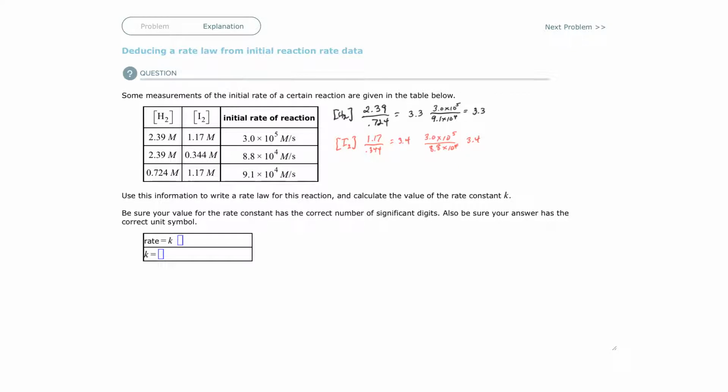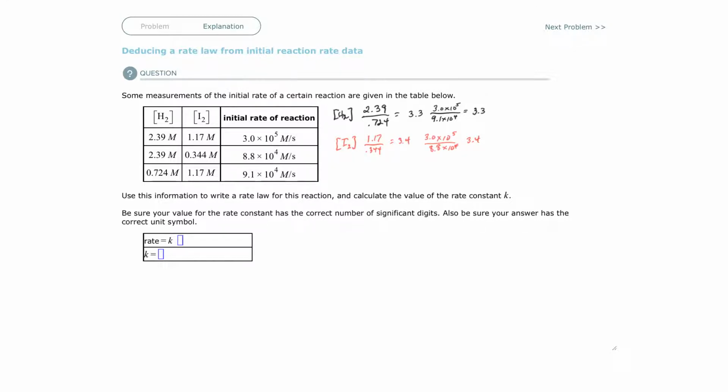Okay, so let's look at what I've done in black. In black, I've got the concentration 2.39. You can see that that's the concentration of the first hydrogen, and then in the third test, we kept the iodine constant and changed the hydrogen. So let's just look at the hydrogen change, from 2.39 concentration to 0.724 concentration. What is that a difference of? I just divided it out, and it's a difference of 3.3.